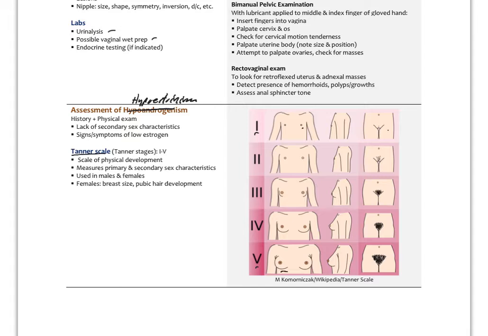Tanner scale 5 would be full breast development, pubic hair. So that's a fairly subjective scale, but it can be helpful for assessing the degree, if any, of hypoestrogenism. All right, so that's a little bit about the gynecologic physical exam.